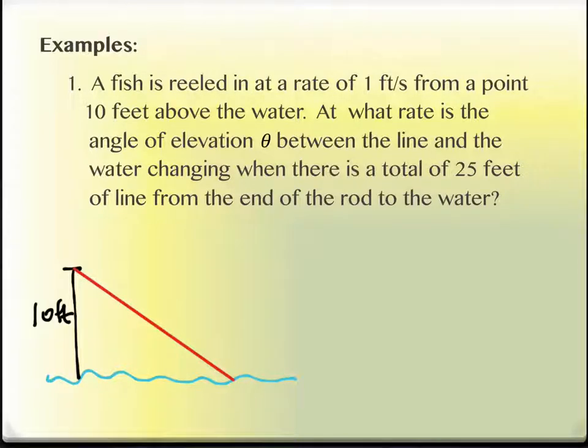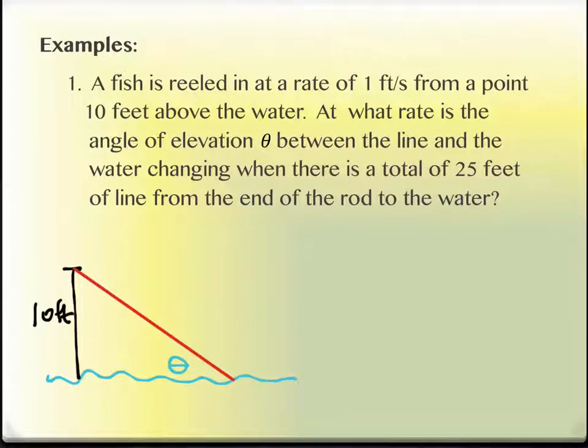It says, at what rate is the angle of elevation between the line, that's the red, and the water, blue, changing? So even without knowing what the language means, this is the angle they're talking about, because they tell you it's between the fishing line and the water. So they're asking you a question about this particular angle. We kind of skipped over the rate at the beginning.